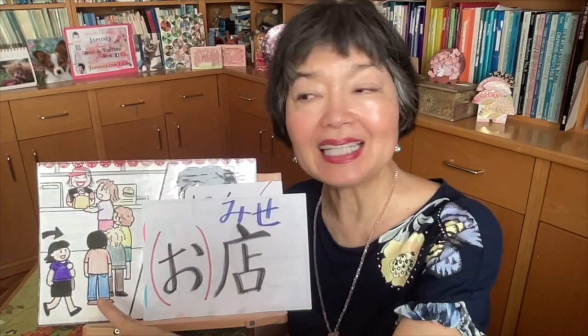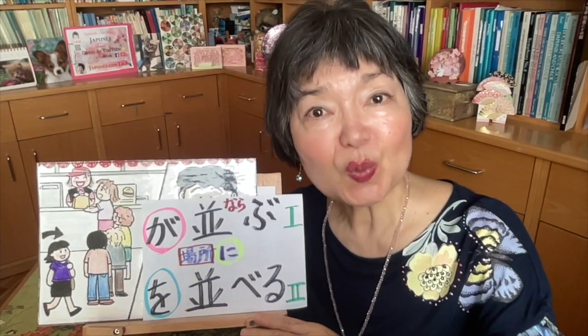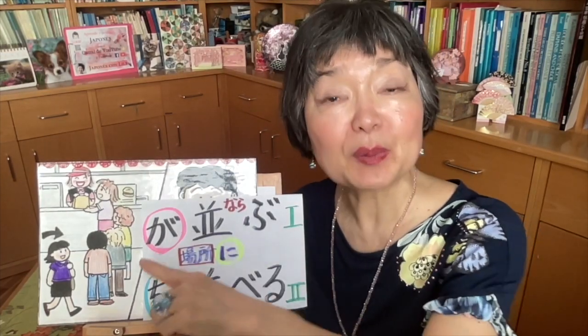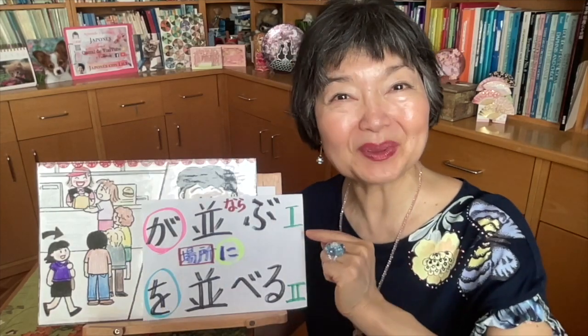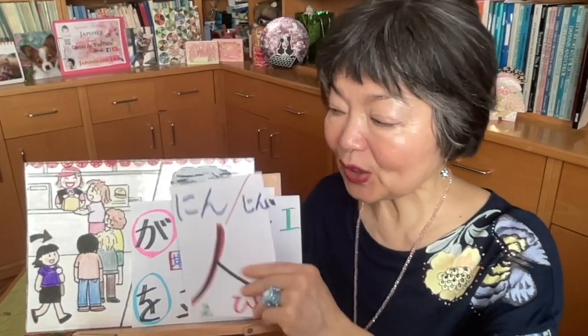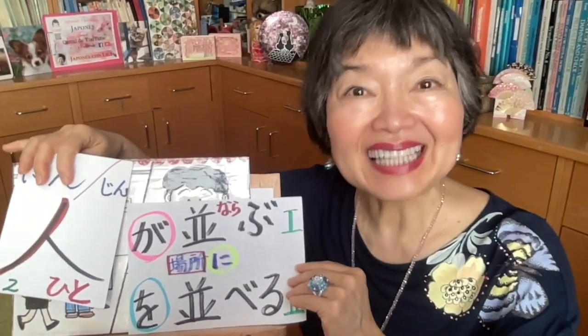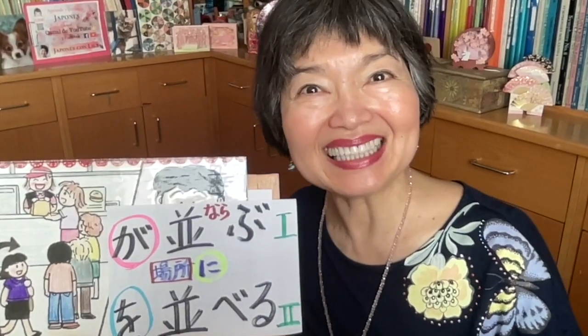People are waiting in a line in a store or in the restaurant. Here also we use the particle ni with a place. Place ni someone ga or something ga narabu. Omise ni hito ga narande imasu.